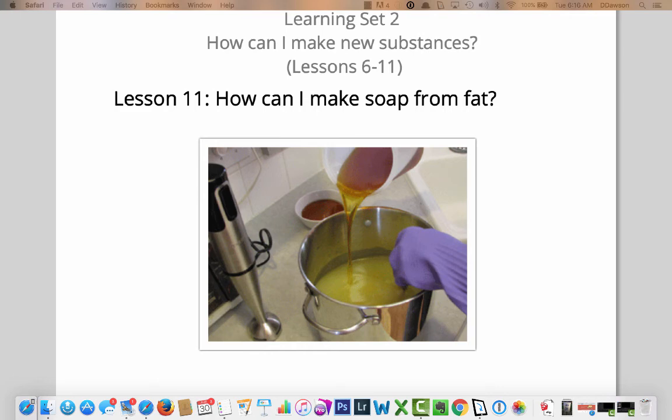You'll have to buy more Crisco, some coconut oil, and your own sodium hydroxide, because it's just a different recipe. But I think the substance, the soap we get out of it, is way better. So you make it in lesson 11, and that ends learning set number 2.